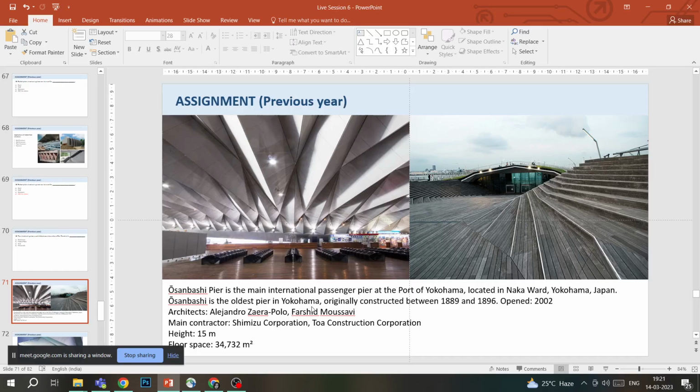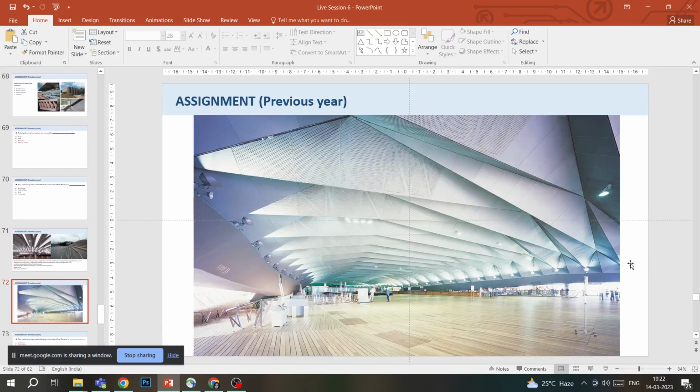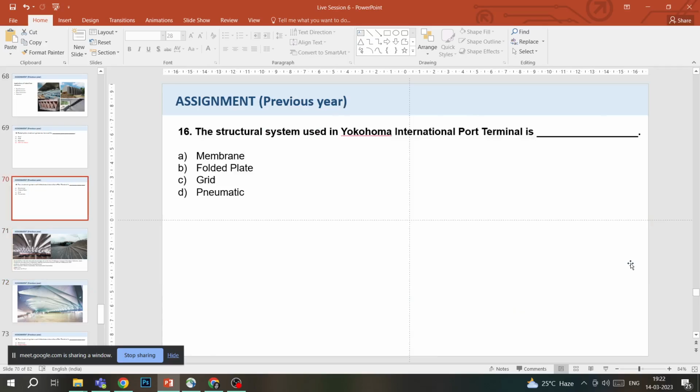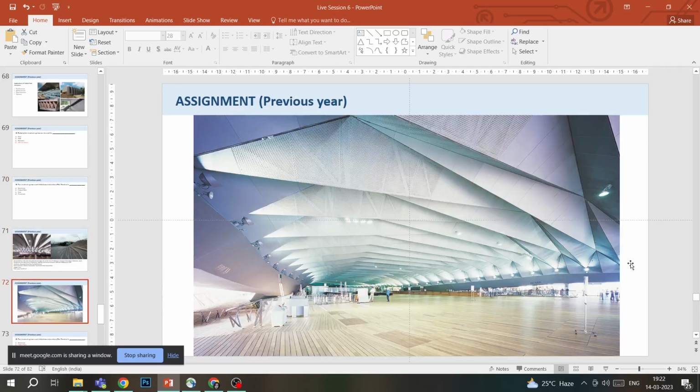The architects were Alejandro Zaera-Polo and Farshid Moussavi. The main contractors were Shimizu Corporation and Towa Construction Corporation. The height of the structure is 15 meters and the floor space is 34,732 square meters. This is another internal image of the Yokohama International Port Terminal.